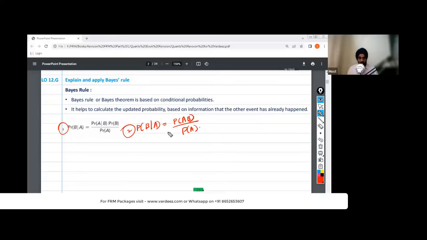So to answer your question, what is the difference between the conditional and the Bayes theorem? If you're given the conditional probabilities, go ahead, find that, and you get the answer. It's not going to be as complicated as we may think. It's very simple.